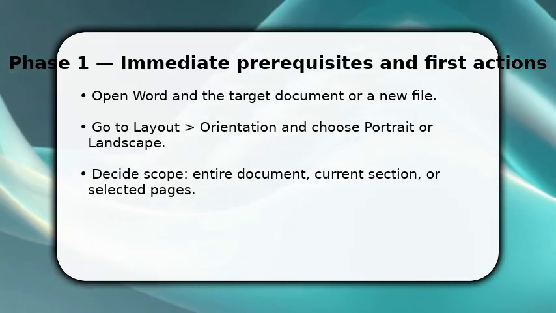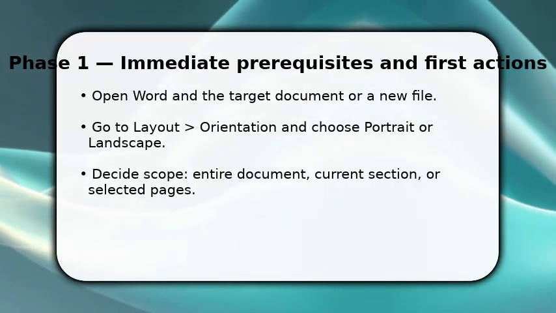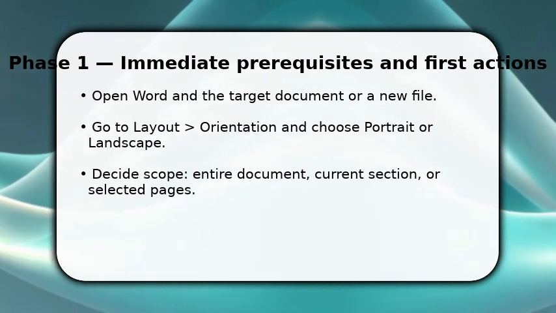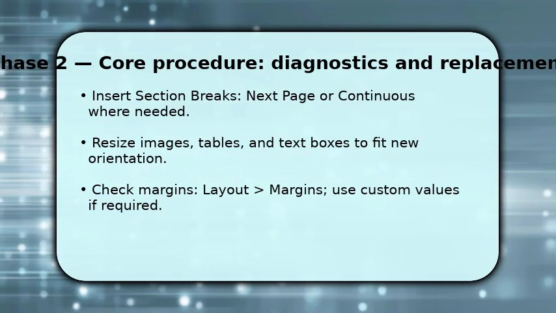Make sure headers, footers, and margins are reviewed because changing orientation shifts layout. This early precision saves rework later and keeps images and tables from shifting unexpectedly. Now focus on how content adapts to the new orientation.